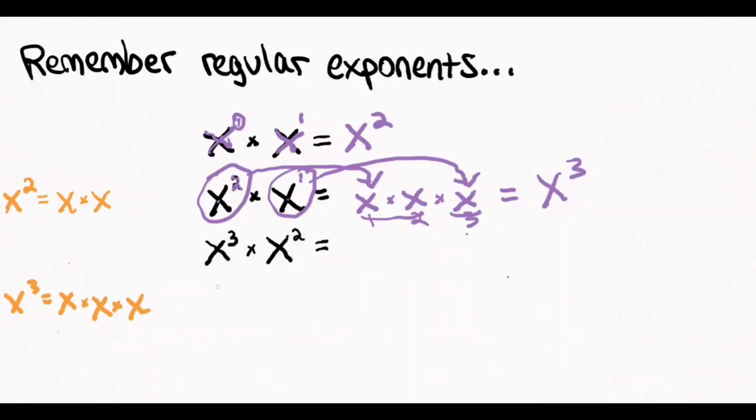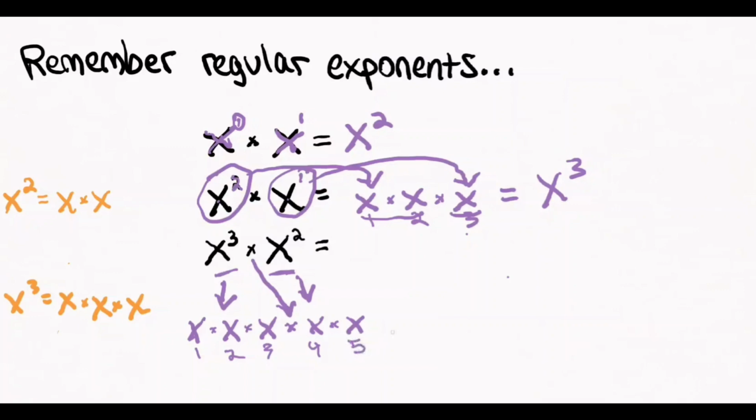Now let's take this next one. X to the power of 3 times x to the power of 2. Well, x to the power of 3 means x times x times x. It's 3 x's times each other, right? And x to the power of 2 means x times x. It's 2 x's times each other, right? And we want to multiply those, so we're going to bring this multiplication down. So now we have 1, 2, 3, 4, 5 x's. So that's x to the power of 5.